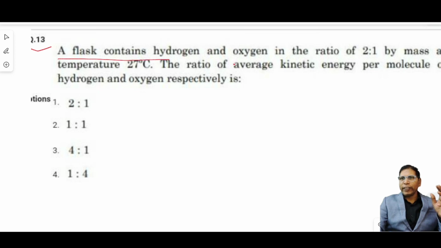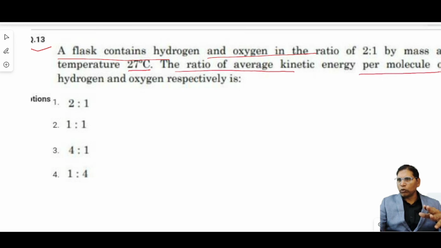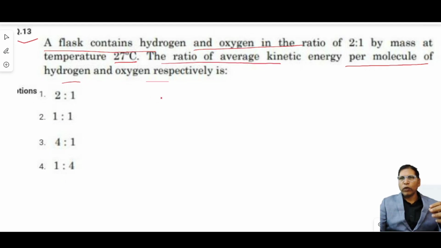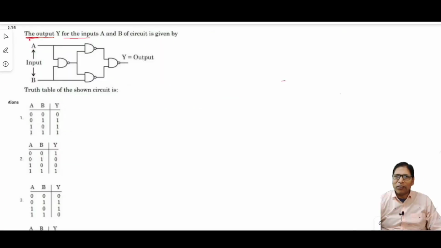Look at this, a flask contains hydrogen and oxygen in the ratio 2:1 by mass and temperature 27 degrees Celsius. The ratio of average kinetic energy per molecule of the hydrogen and oxygen respectively. Look at this, the mean translational kinetic energy E bar is equal to 3 by 2 kT. It only depends on temperature. As temperature is same for oxygen and hydrogen, so ratio of mean translational kinetic energy of hydrogen and oxygen molecule is 1:1. Okay. Now question number 14.